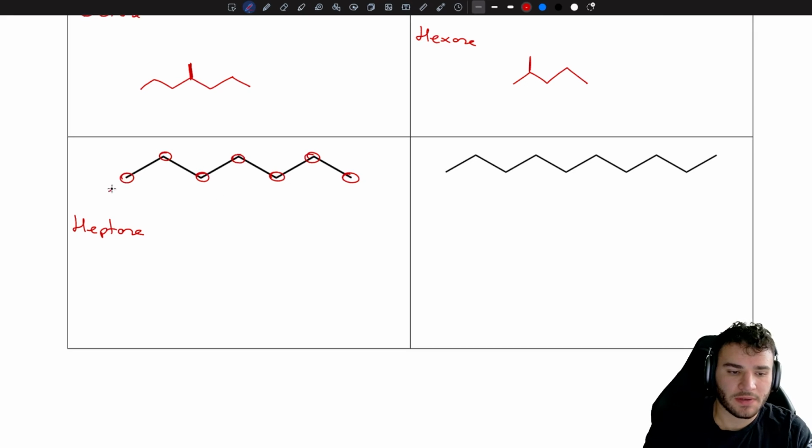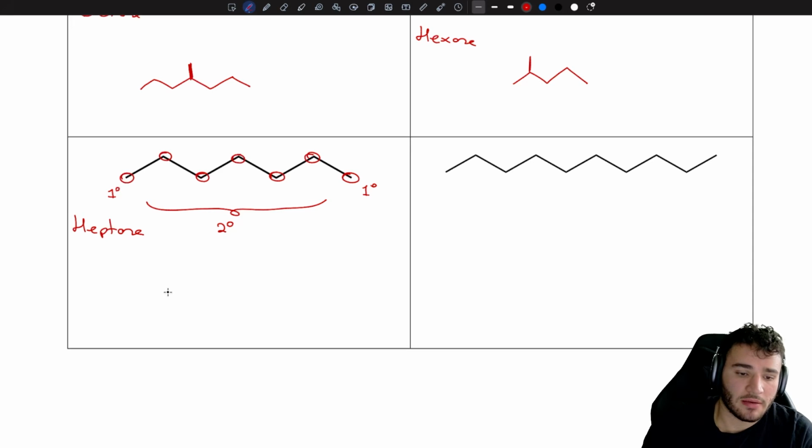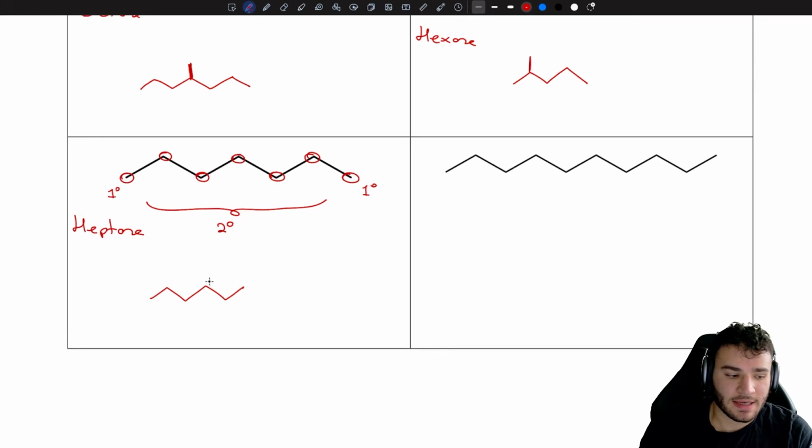Okay, and so this first carbon is going to be primary, this last carbon is going to be primary. All of the ones in the middle are connected to 2 different carbons, so they're secondary. And one easy way to draw a conformational isomer is let's draw 6 carbons. And so usually I'd put an extra carbon right over here, but realize I can also put it right over here. Still a conformational isomer.